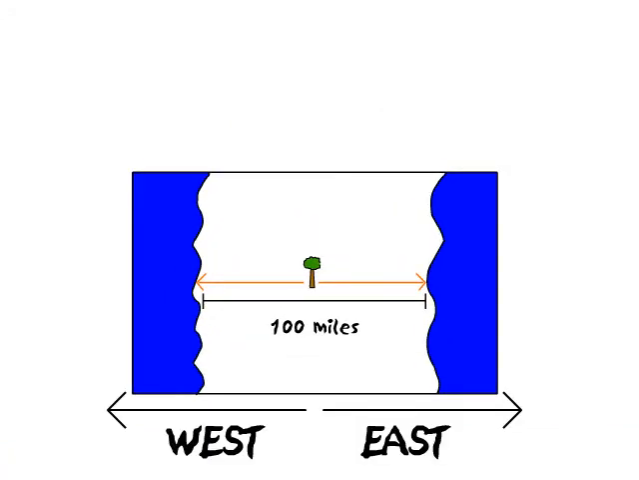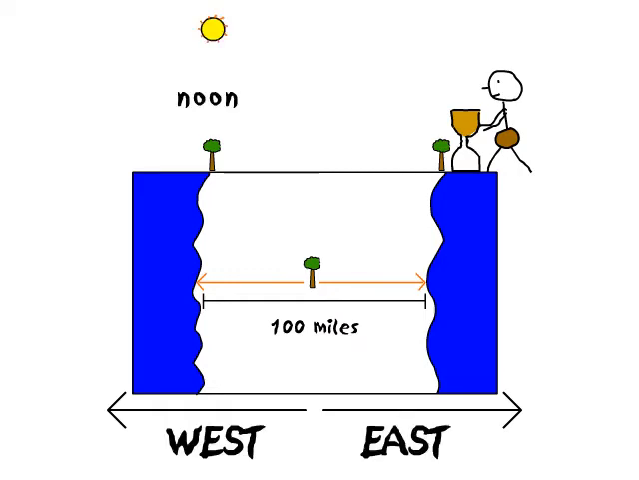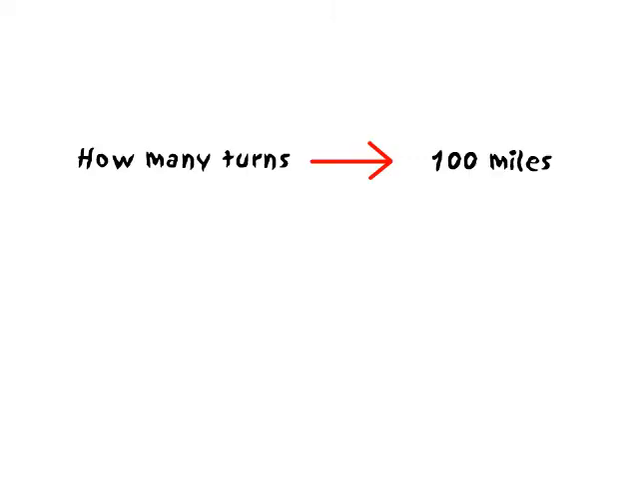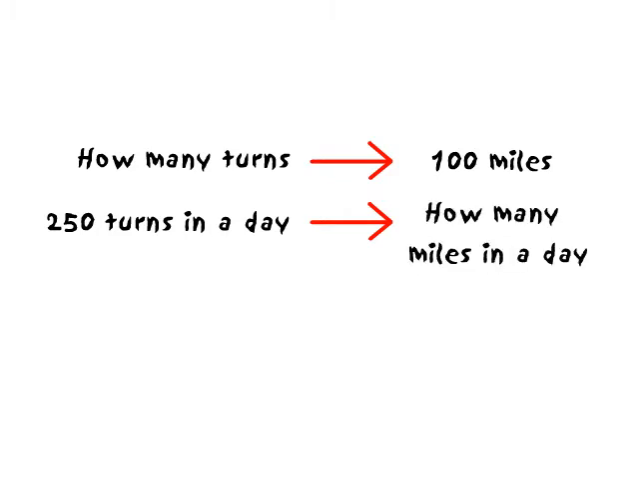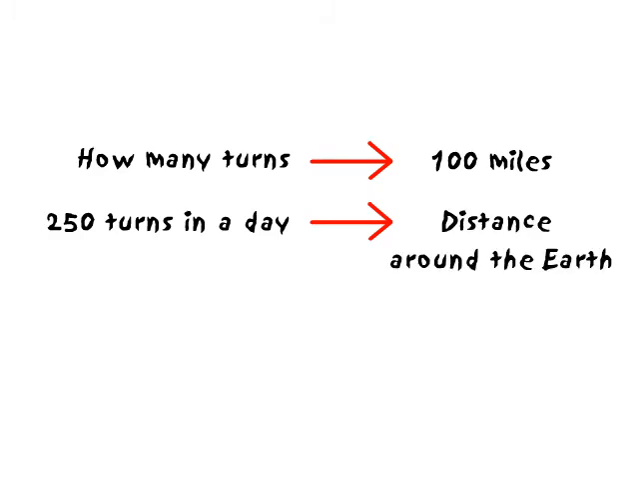Then all I have to do, he thought, is stand on the east bank with my timing jar. And at the very moment when it's noon on the west bank, start turning the time jar to find out how many turns it takes to get to the east bank, which is a distance of 100 miles. Now, he reasoned, if he knew how many turns it took to go 100 miles, then he could probably figure out how far the sun would go in 250 turns. How many miles it traveled in a day, which would of course be the distance around the Earth.